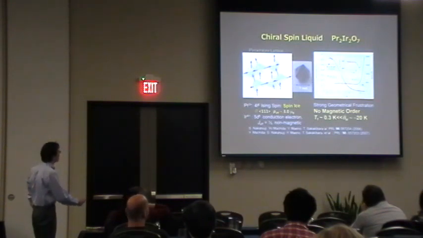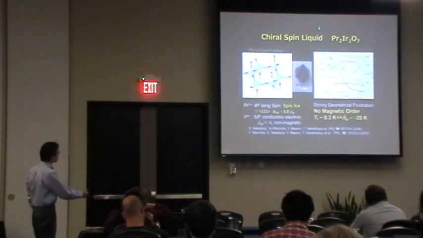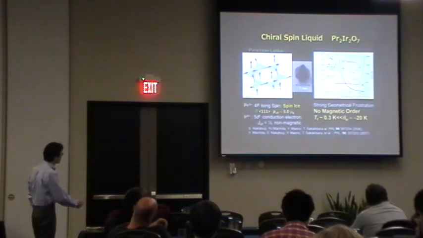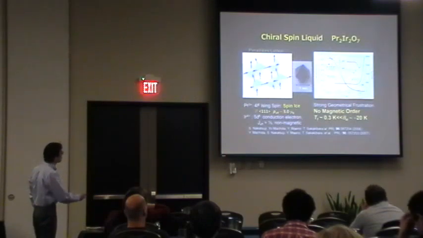So this praseodymium compound is a sister compound of the praseodymium zirconate, which I discussed just before as a spin ice. This is another spin ice. So the praseodymium provides the spin ice sector, but the iridium provides the conduction electrons. And we didn't find any long-range order down to the lowest temperature. There's a small anomaly due to minority imperfection of the spin.